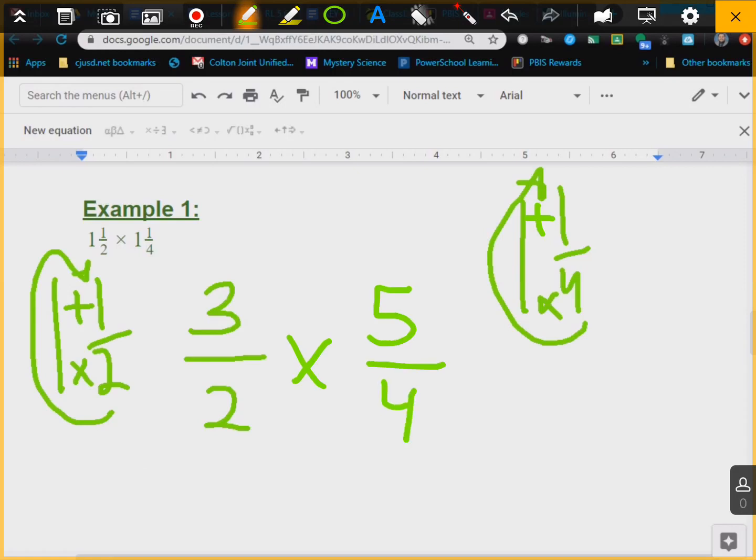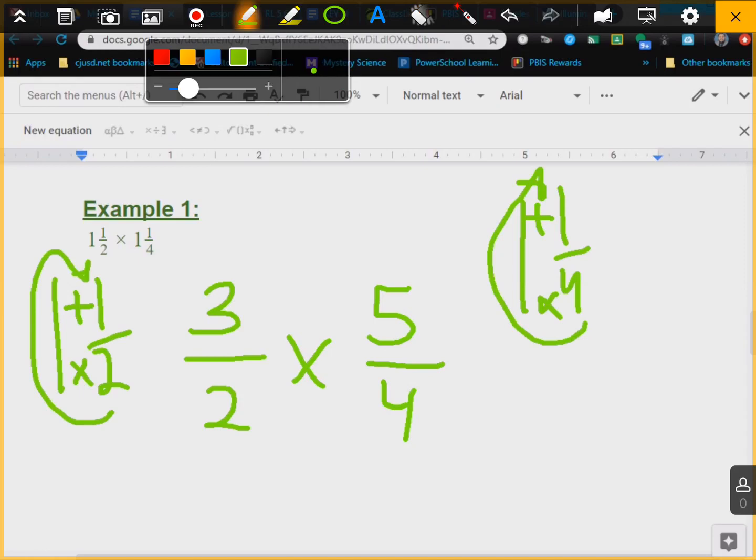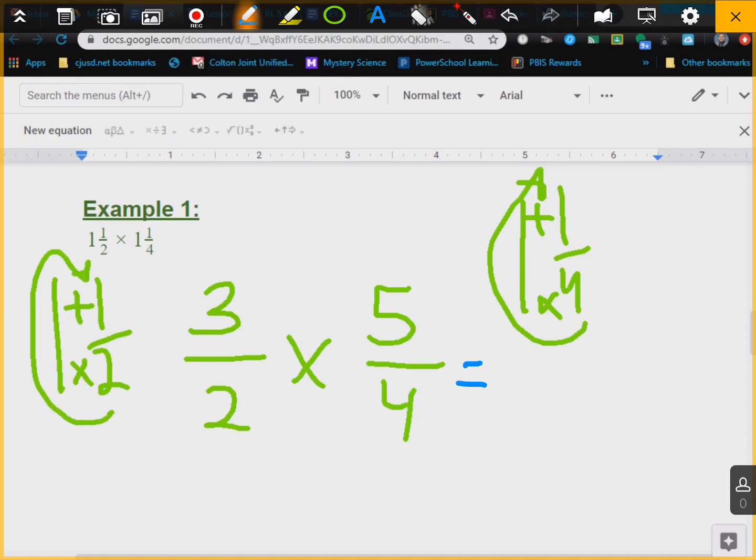So now I have my improper fractions. All I got to do now is multiply numerator times numerator and denominator times denominator. So 3 times 5 is 15. 2 times 4 is 8. So I have 15 over 8.